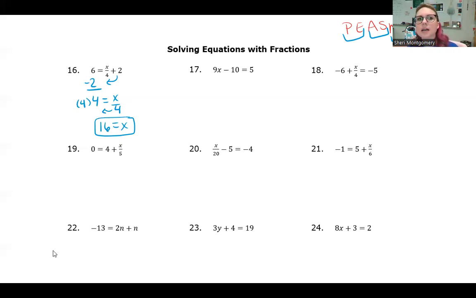Let's go ahead and go straight down. Let's do 19 because it kind of looks the same. This one looks the same where there's a fraction. So let's do this one. So P's MD tells me that I got to do the addition subtraction first. So I got to take the 4 over. So if it's a +4, I have to subtract 4. It doesn't matter if we start with a 0. Don't stress about that. So what is 0 minus 4? -4.